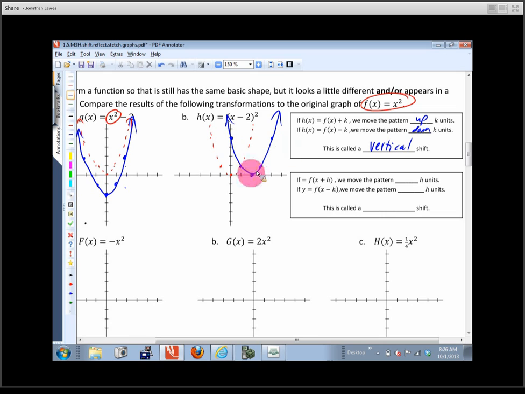And again, notice the pattern. Here's the vertex. If I go over 1, I can go up 1 squared, and I'm at a point on the graph. If I go over 2, I can go up 2 squared, and I'm at a point on the graph.